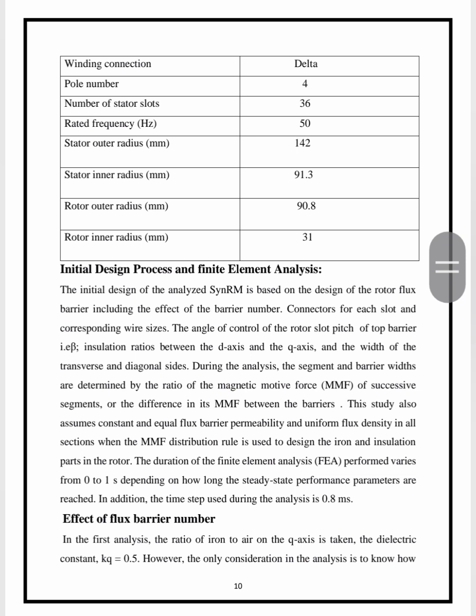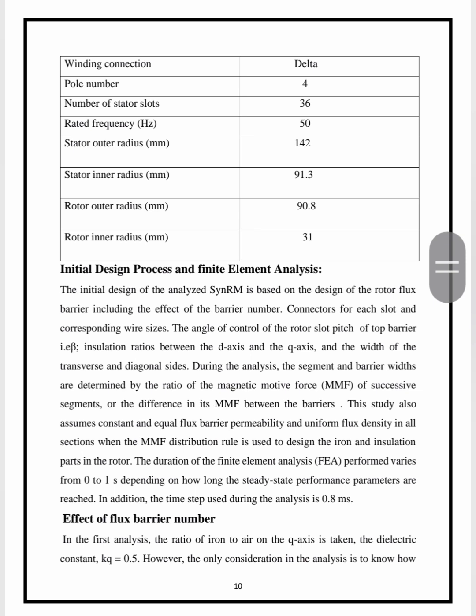The duration of the finite element analysis performed varies from 0 to 1 depending on how long the steady state performance parameters take to be reached. In addition, the time step used during the analysis is just 0.8 millisecond, which is a very short time. Now we will see how the flux barrier number influences the insulation or the resistance in the rotor technology. In the first analysis, the ratio of the iron to air on the q axis is taken. The dielectric constant is 0.5.